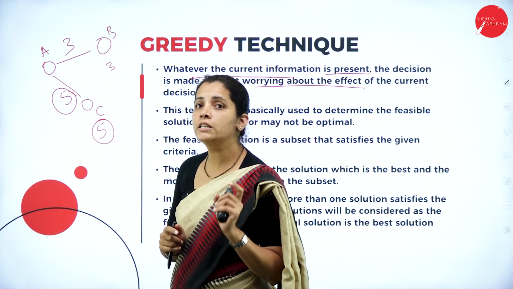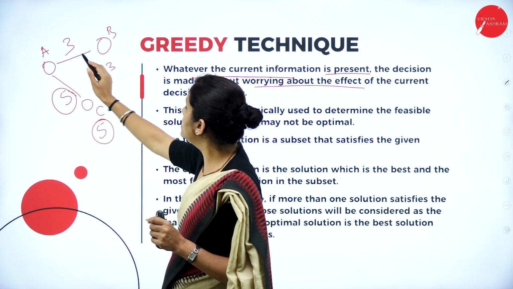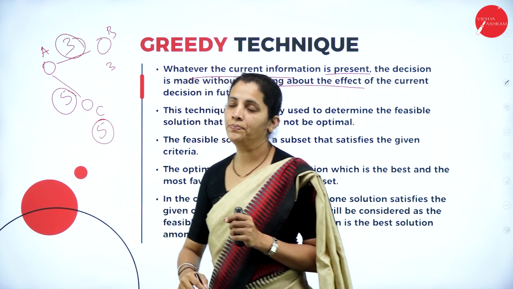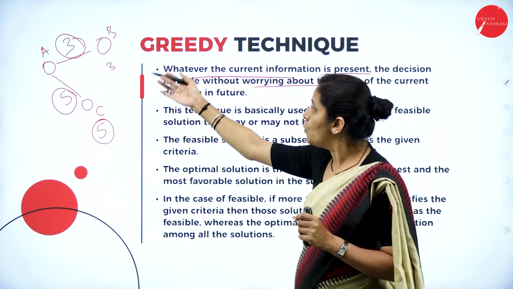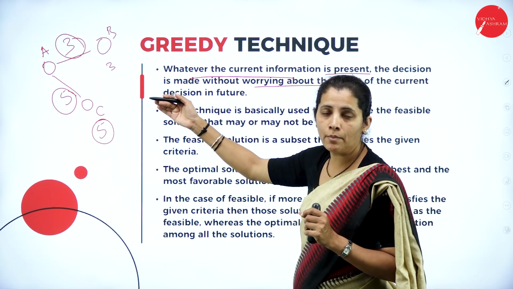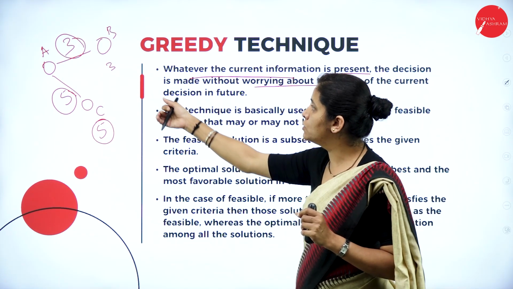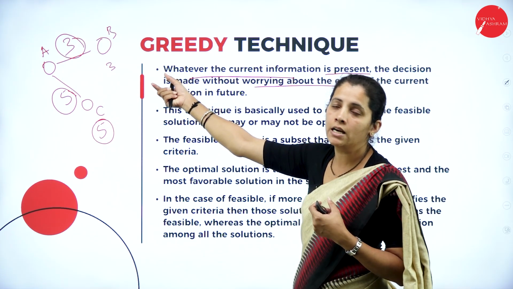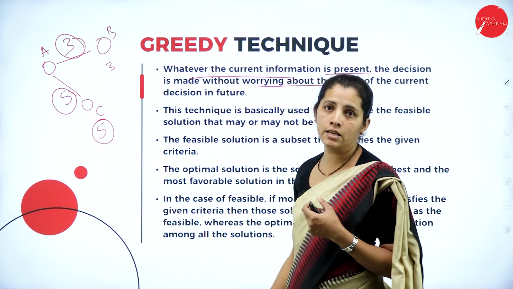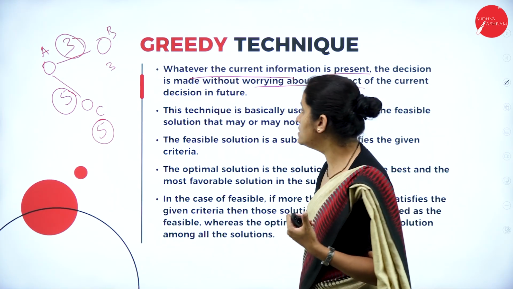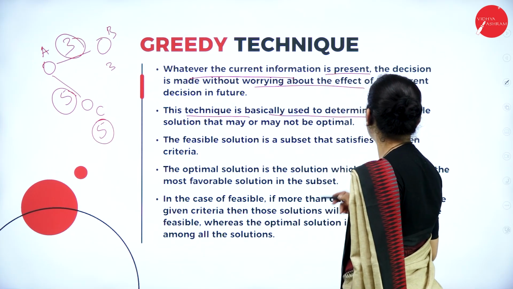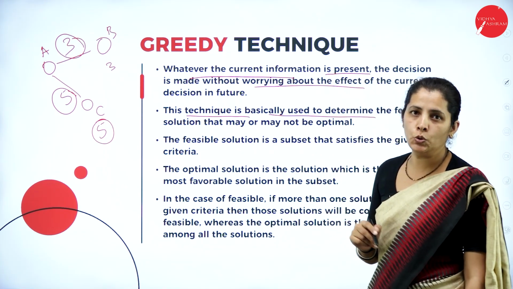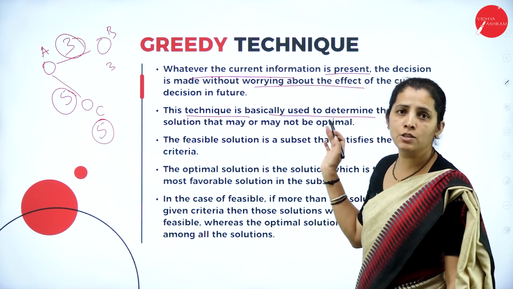That is the shortest weight, that is nothing but the minimum weight, that is 3. Okay, fine. So I'm not going to bother about the future. Whatever present I have, I'm going to take the decision. So what is the current decision I'm going to take? I'm going to consider the smallest value, that is 3. So this technique is basically used to determine the feasible solution. So what is a feasible solution?